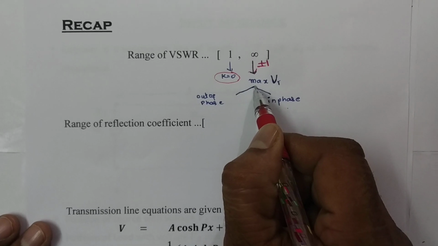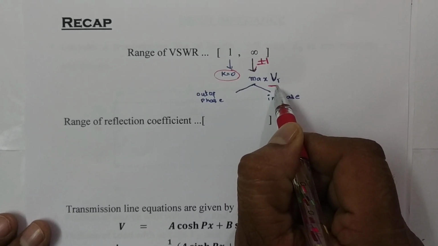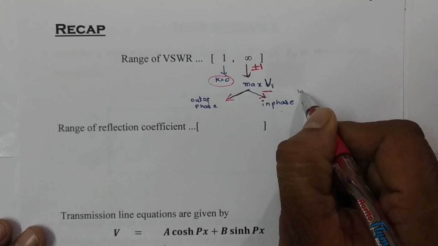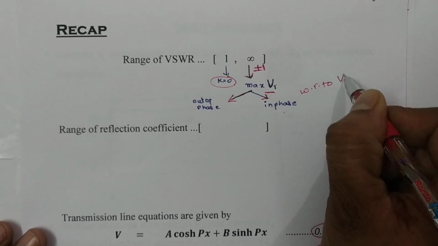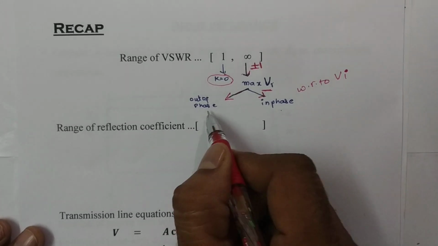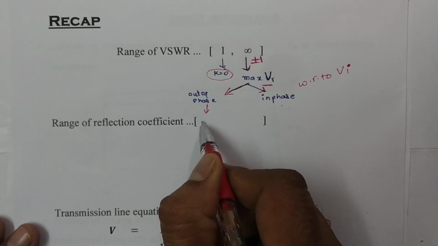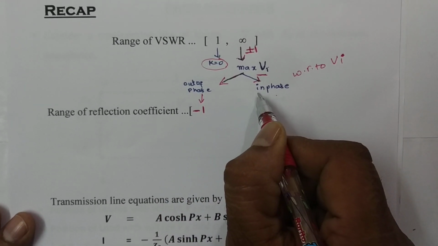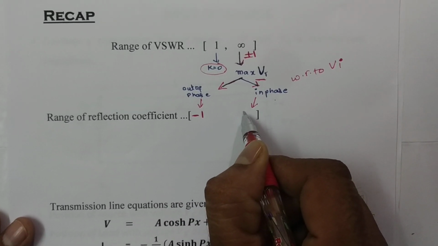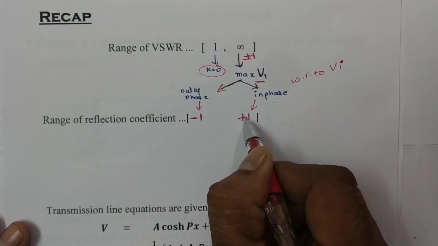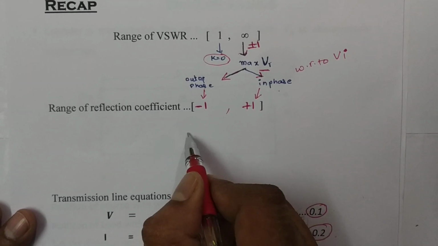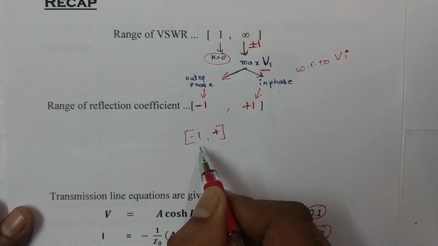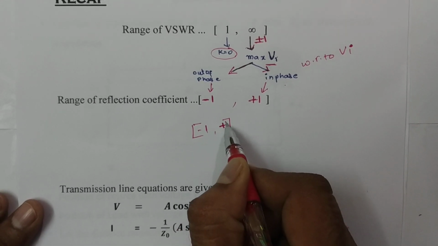It corresponds to maximum reflected voltage. The maximum reflected voltage may be out of phase or in phase with respect to the incident voltage VI. If it is out of phase, it corresponds to k equal to minus 1. If it is in phase, it corresponds to reflection coefficient plus 1. That is why in most cases we consider the range of reflection coefficient from minus 1 to plus 1.